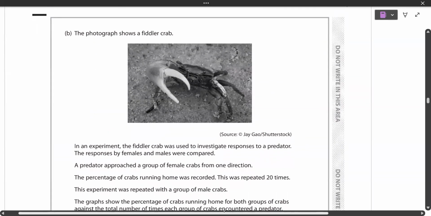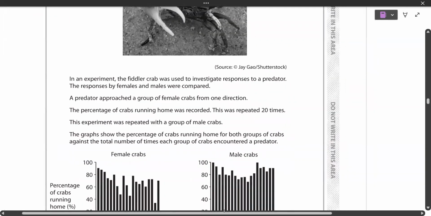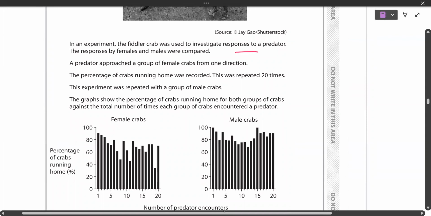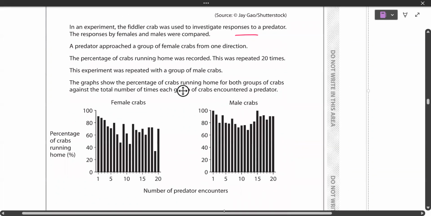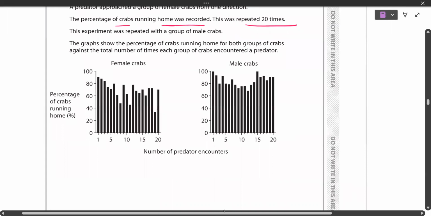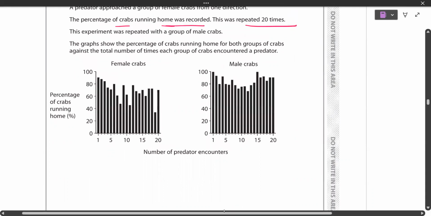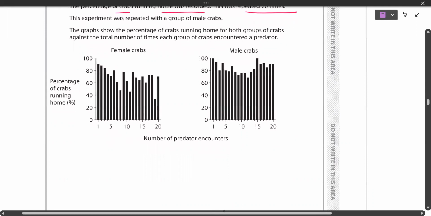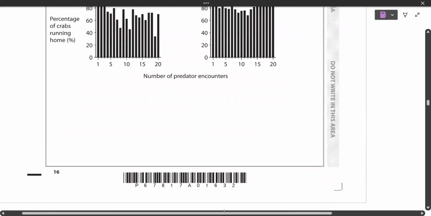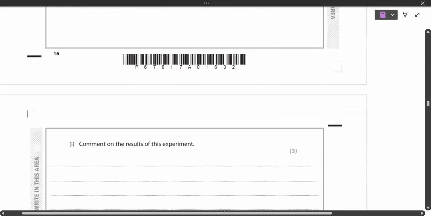Another question. The photograph shows a fiddler crab. In an experiment, the fiddler crab was used to investigate responses to a predator. The responses of females and males were compared. The percentage of crabs running home was recorded. This was repeated 20 times. This experiment was repeated with a group of male crabs. The graphs show the percentage of crabs running home for both groups of crabs against the total number of times each group of crabs encountered a predator. We need to comment on the results, and it is a 3 marks question.